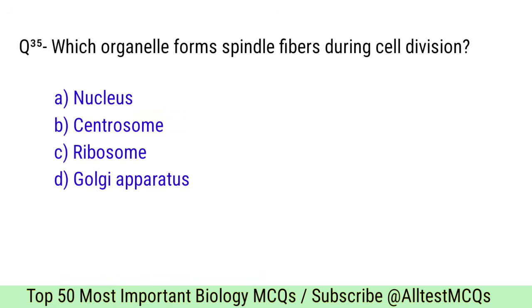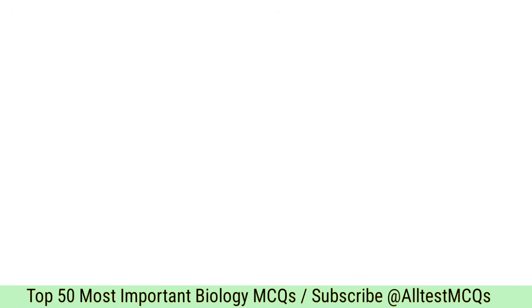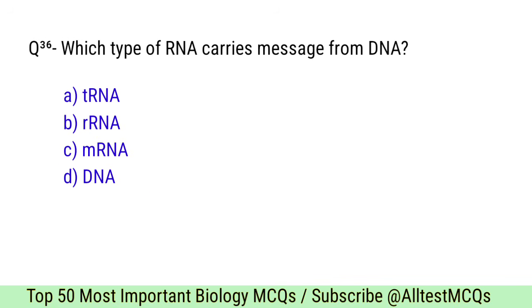Question number 35. Which organelle forms spindle fibers during cell division? Right option is B. Centrosome. Question number 36. Which type of RNA carries message from DNA? Correct option is C. mRNA.